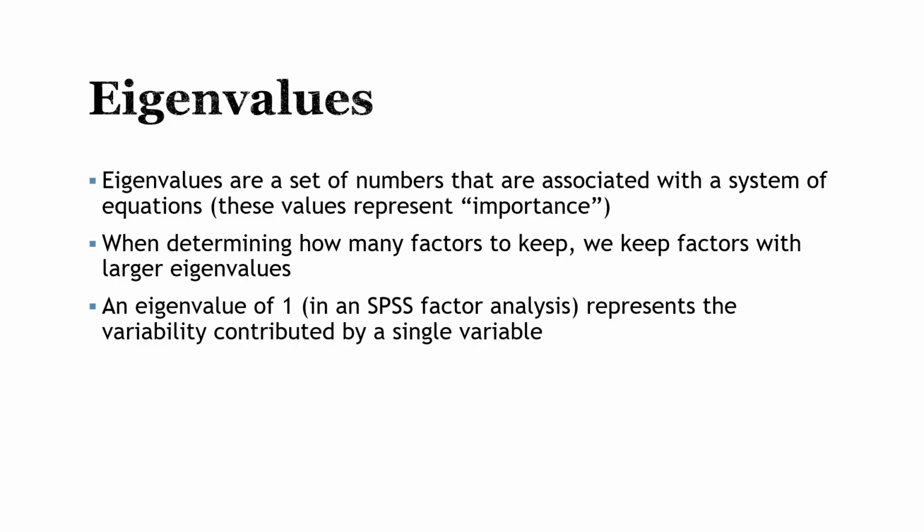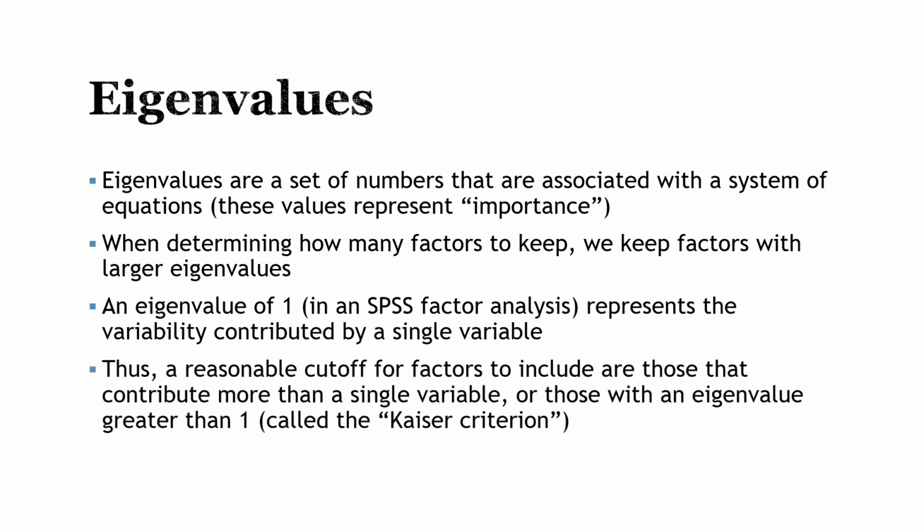So again, higher eigenvalues represent more contribution. Well, if an eigenvalue of 1 represents the variability contributed by a single variable, it kind of makes sense that we would want to keep factors with an eigenvalue of 1 or better. That is, I only want to keep factors if they're contributing as much as an original item did. I don't want to keep factors that aren't really contributing. I want to make sure my factor is contributing some, and that's how I can determine how many factors to keep. And a kind of intellectually reasonable cutoff would be, okay, I can just keep factors that contribute more than one eigenvalue of information.